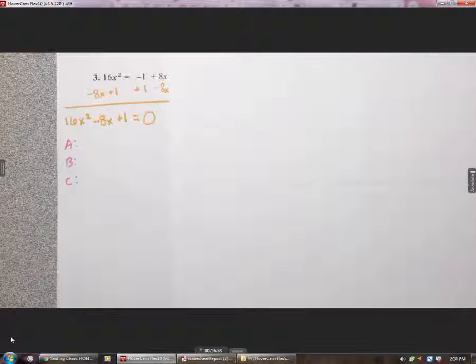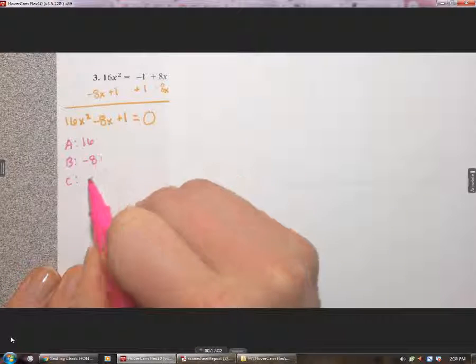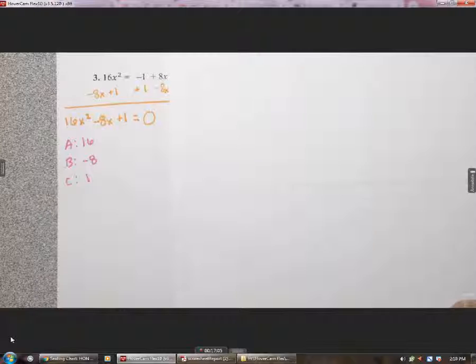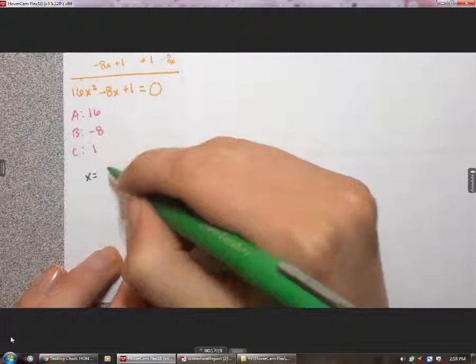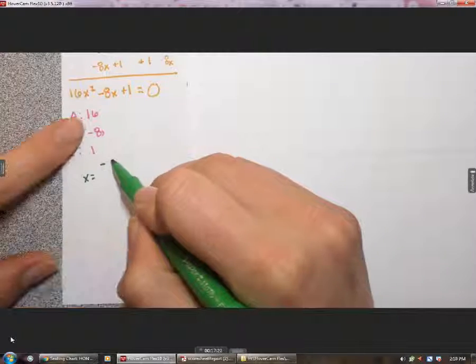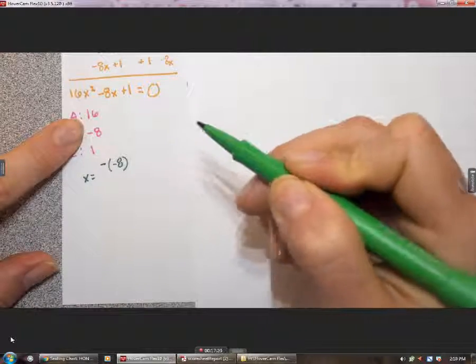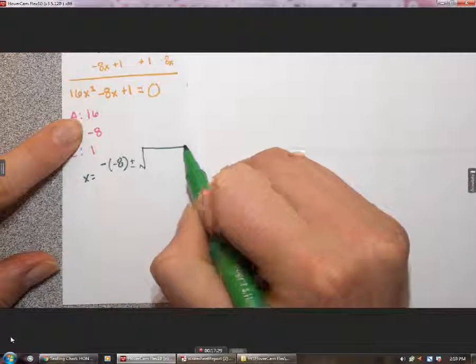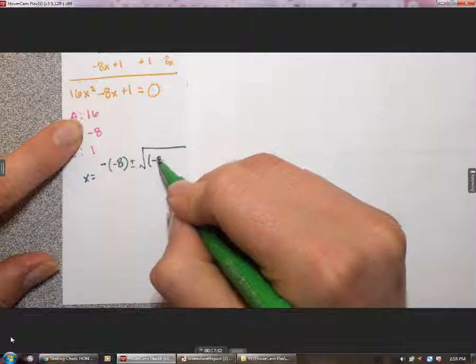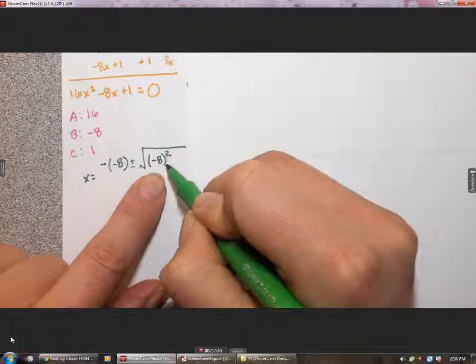A, B, and C. What's A? B? C? 1. If we plug this in, you will have x equals negative, and then it's going to be negative 8. There's that double negative again. Plus and minus the square root of, yes, make sure the negative 8 is in parentheses, just like that.